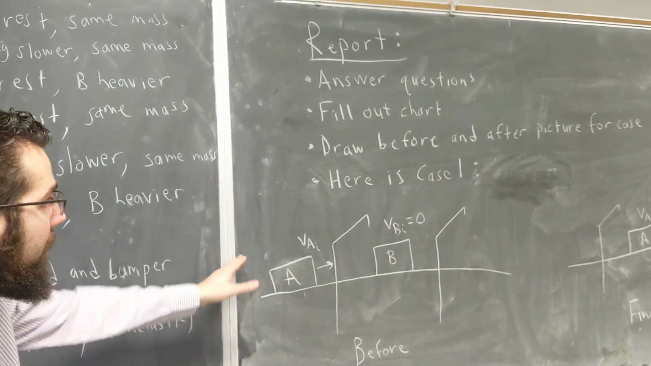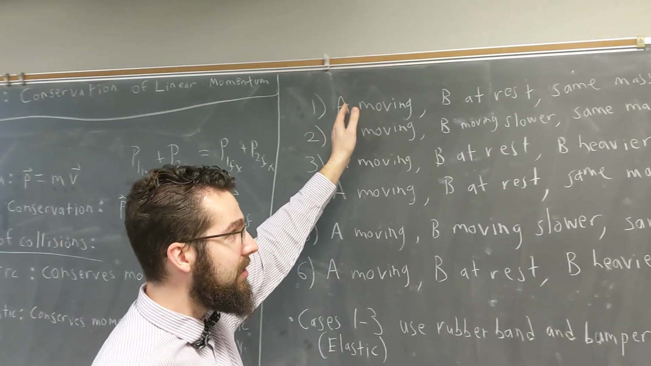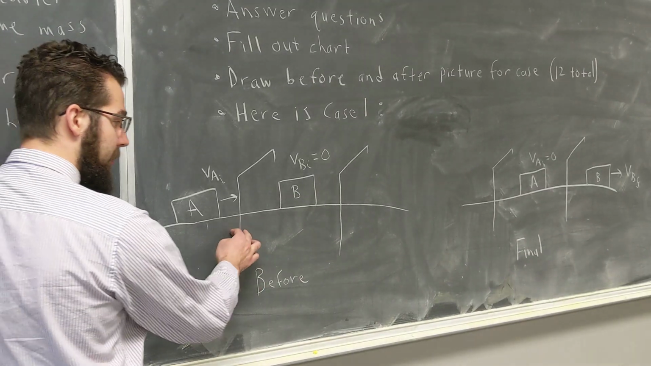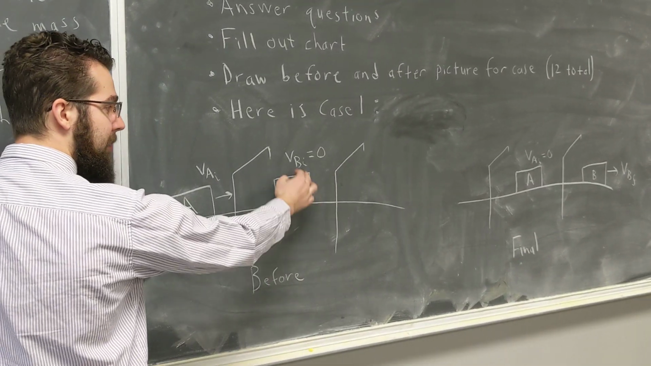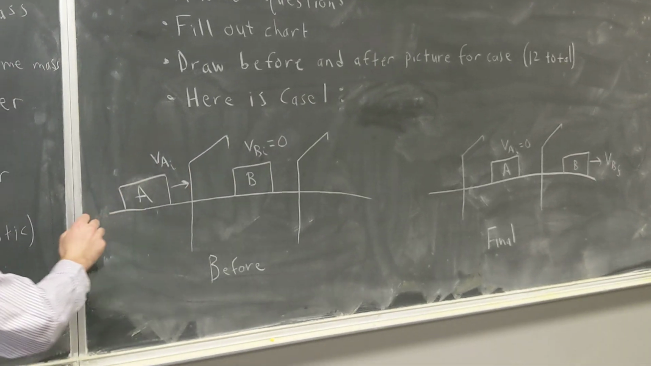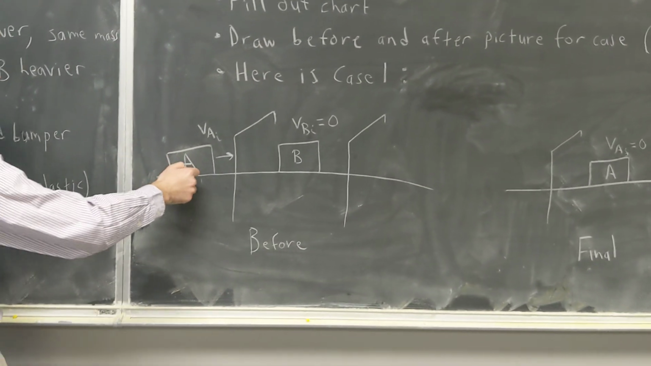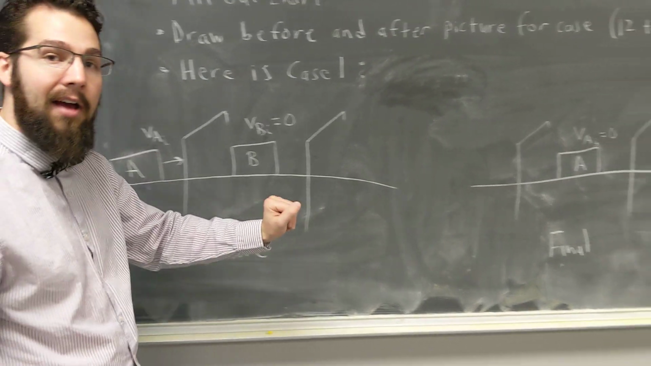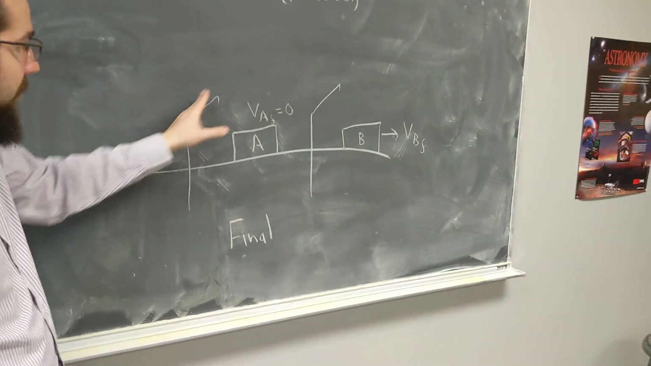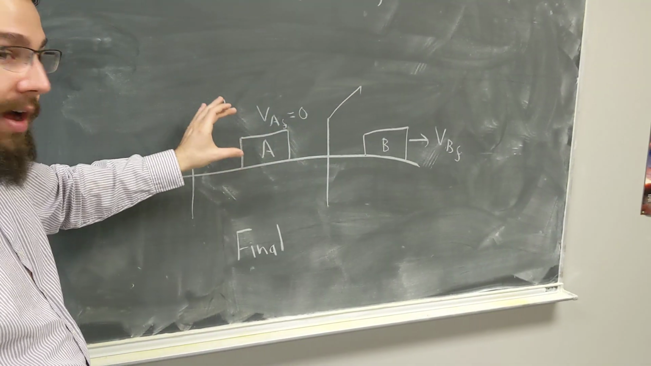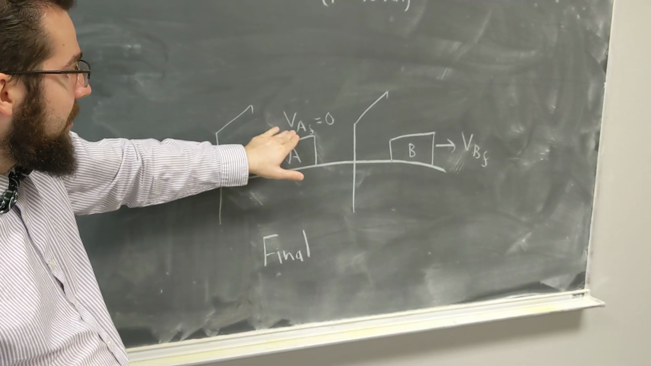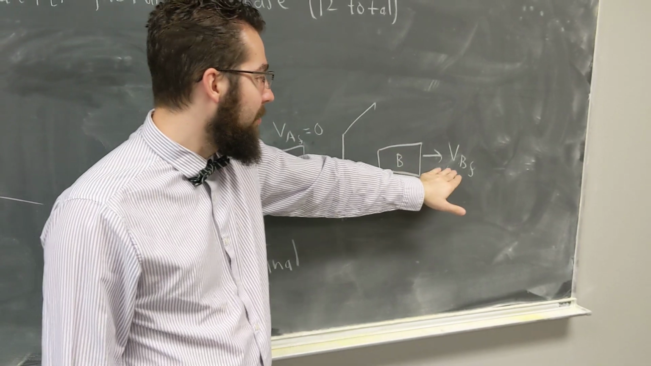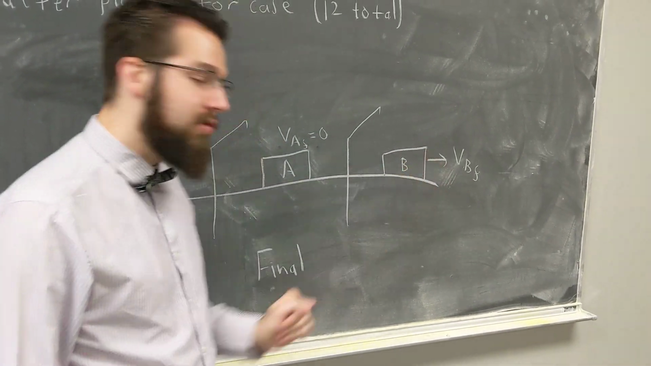So in case 1, remember back, A's moving, B's at rest, they're the same mass. So before, I have my 2 photo gates. I have B in between them at rest, so its velocity is 0. And then I send in A to ram into B with some initial velocity. So this is before. Then after the collision, we have our 2 photo gates again. We'll find that cart A, its velocity is 0, its final velocity. In cart B, we'll have some velocity B final as it moves off.